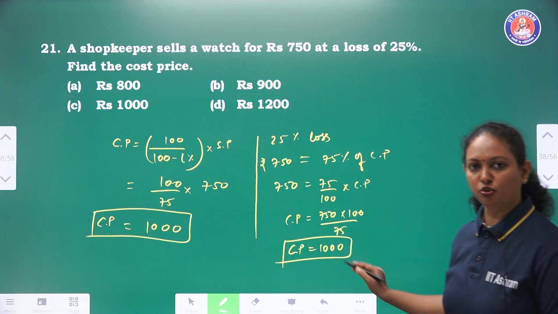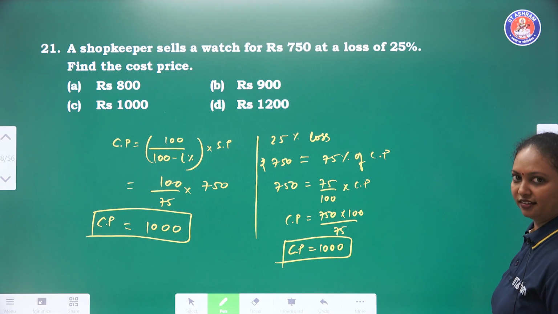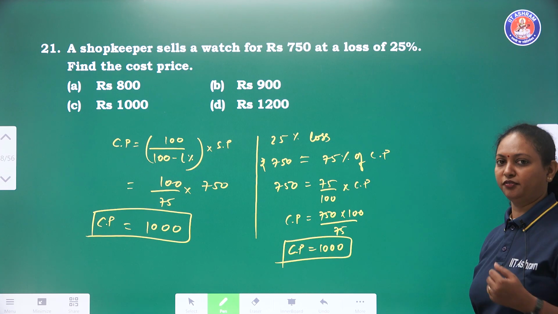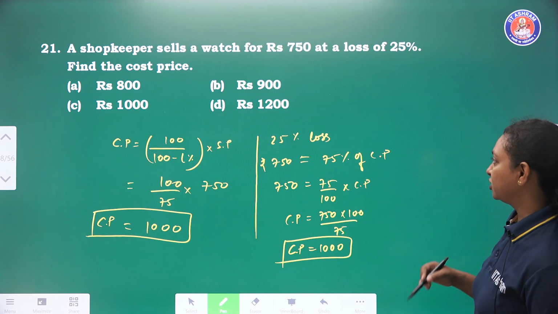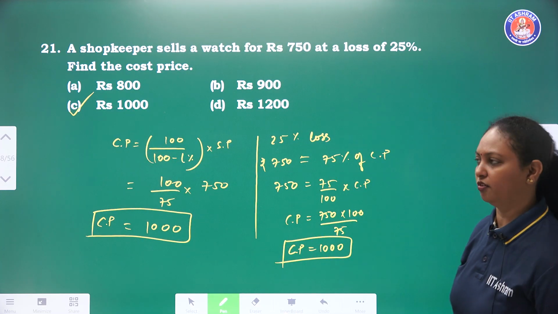राइट. तो ऐसे सोचोगे तो फॉर्मूला भूल भी जाओगे तो कोई दिक्कत नहीं रहेगी, है तो वही, ठीक है, बट सोचोगे उससे फटाफट आंसर मिलता है. सो विच ऑप्शन इज करेक्ट? C ऑप्शन. The cost price of a watch is ₹1000.